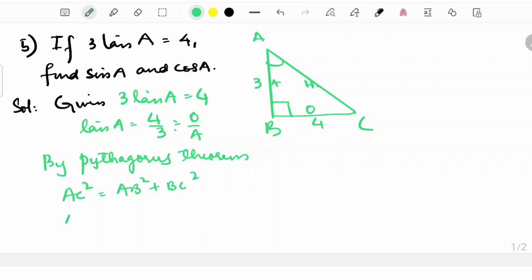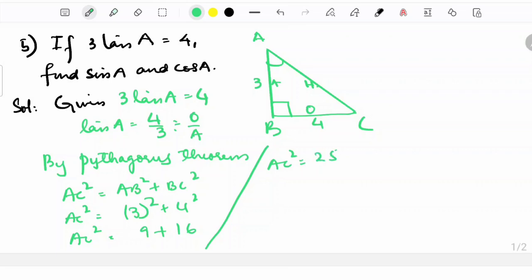AC I have to find out, so keep AC square as it is. AB is 3 square plus 4 square. So AC square is equal to 9 plus 16. This gives me AC square equals 25. So AC will be equal to root of 25. AC will be equal to 5.